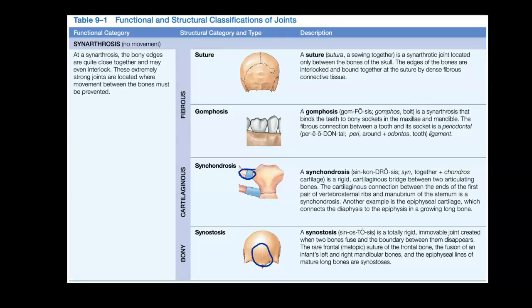Circle that right there. You can see where that comes in together. So eventually, for the most part, it fuses together and you can't see where it was more than one bone on there. This rare frontal suture of this frontal bone that you see here is going to be where at first, when it was two separate bones as an infant, it came together and it fused.